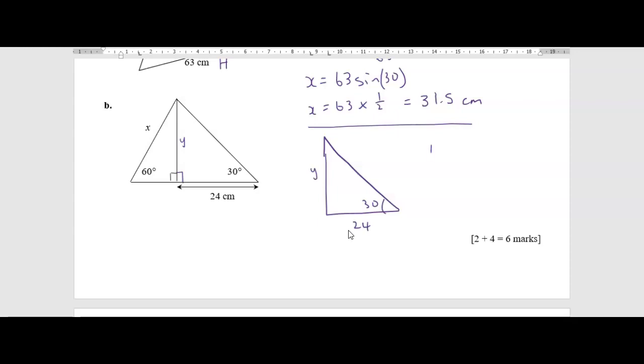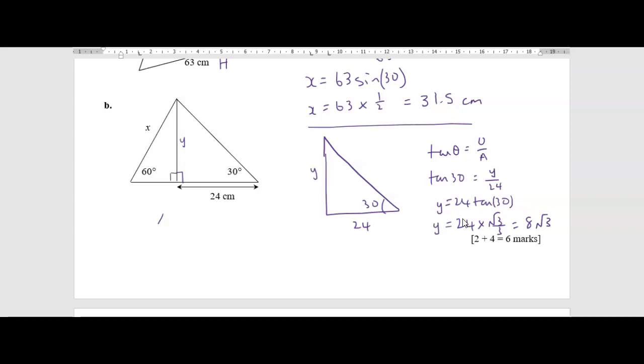Okay, so we're going to be using tan theta equals opposite over adjacent. So tan 30, opposite is y, 24. So y equals 24 tan 30. Now, tan 30 is root 3 on 3, which is going to then make that 8 root 3.